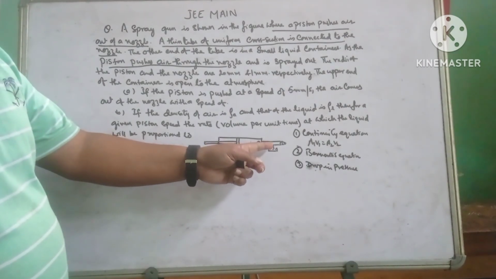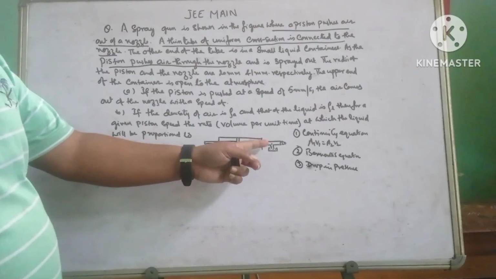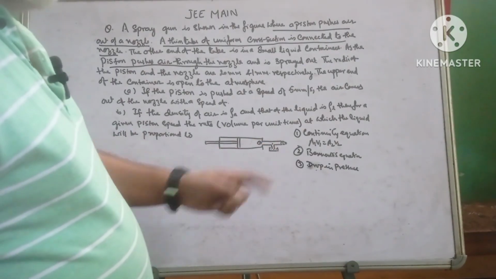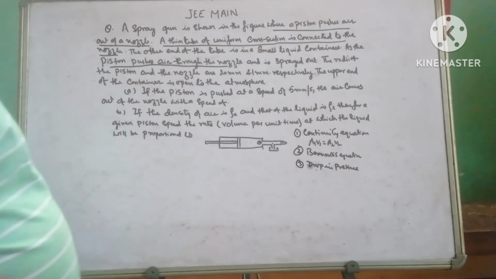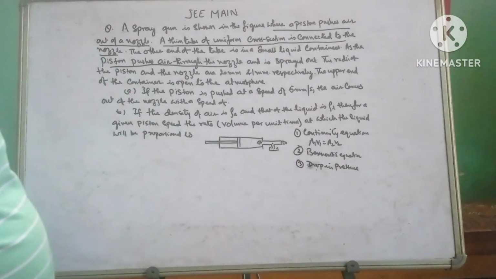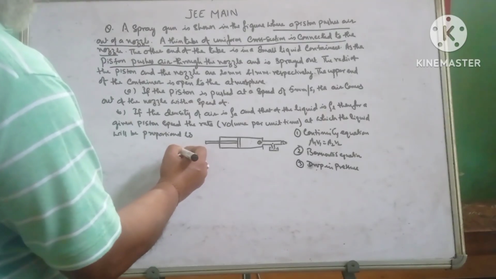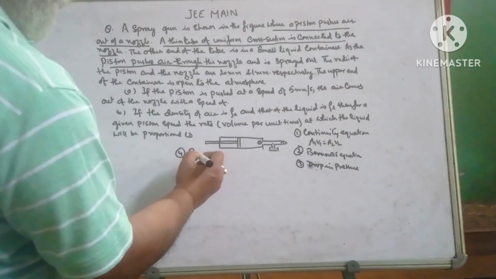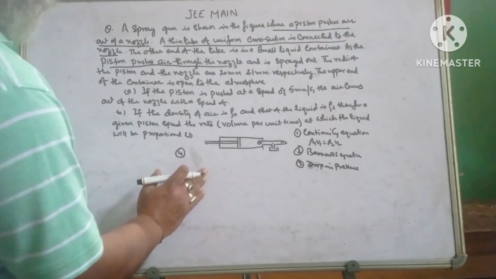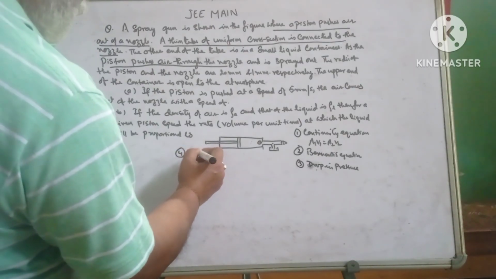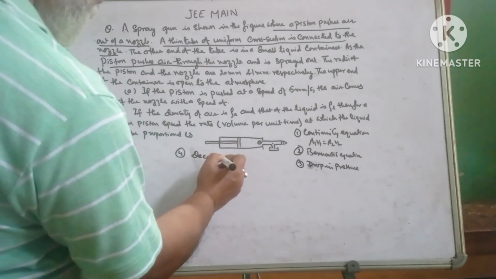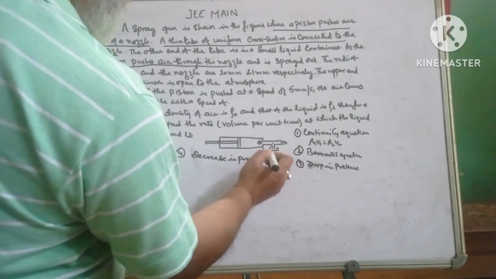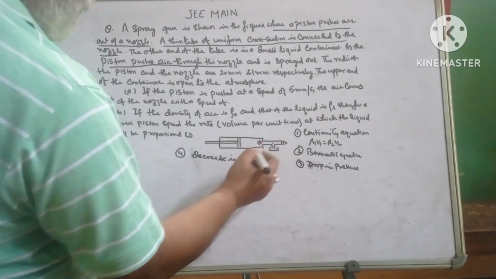And with the help of the Bernoulli equation, if we take between these 2 points, we'll find that there is a drop in pressure. And because of this drop in pressure, suction will be created. That means because of the decrease in pressure, there will be suction created here at this point.